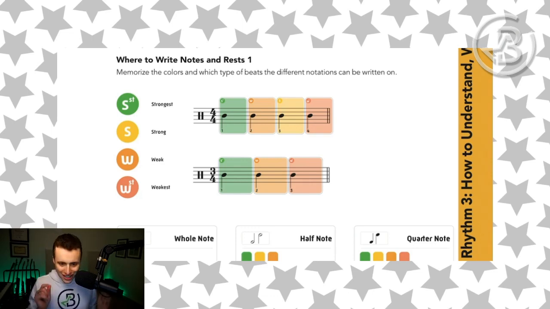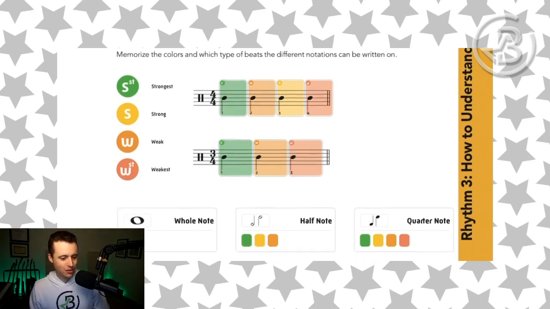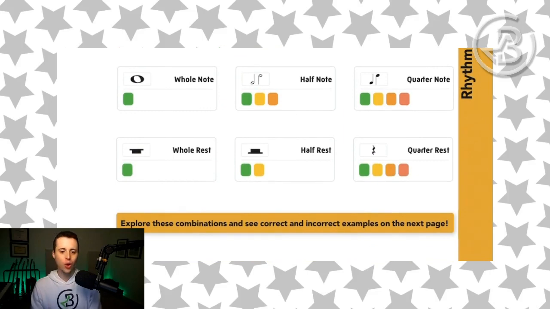Now, you're going to start to see how this really matters for writing rests and notes. So, let's look at this. Whole notes, sure enough, can go on strongest beats. Half notes can go on strongest, strong, and weak beats. Very true. Quarter notes can go on all 4 types of beats. A whole rest can only go on a strongest beat unless it's in 3/4, in which case you write it in the middle of the measure. A half rest can only be written on a strongest or a strong beat, and a quarter rest can go on any beat. Let's review this before we move forward.